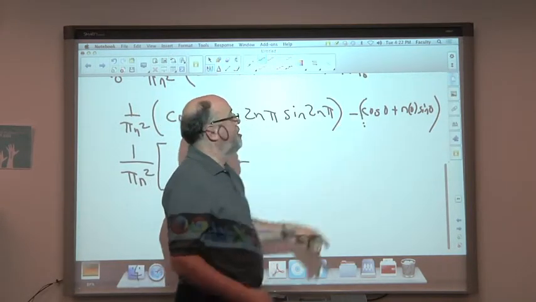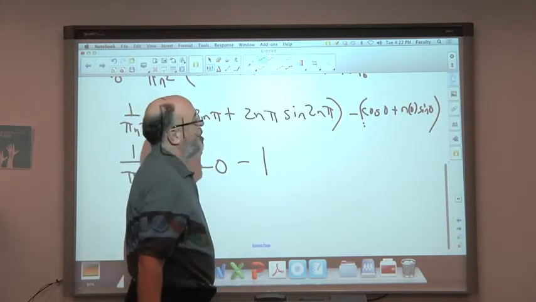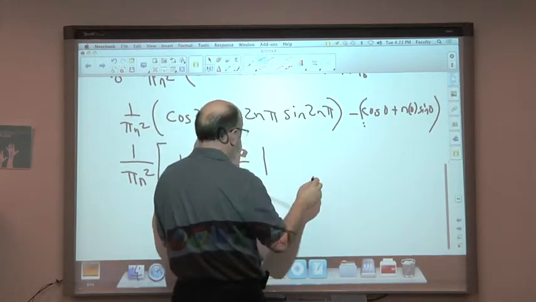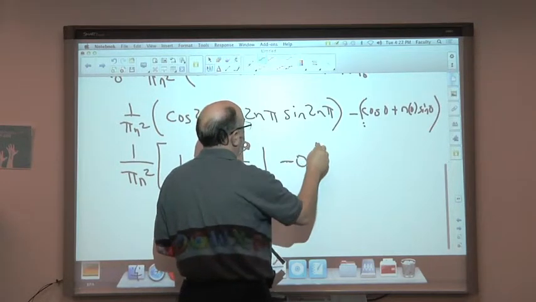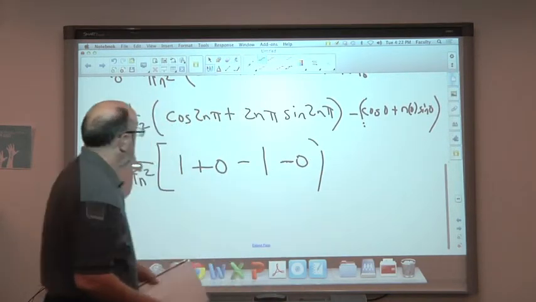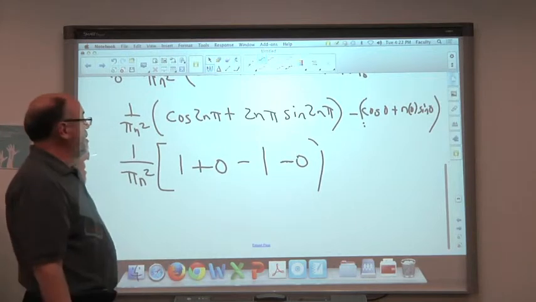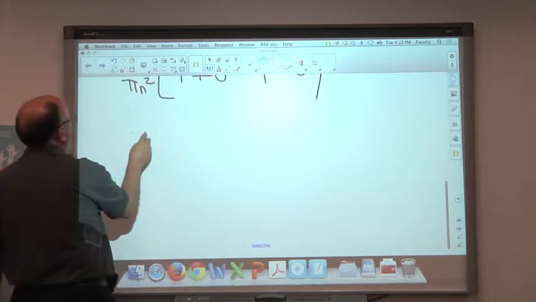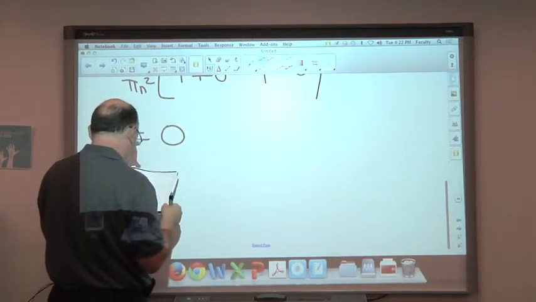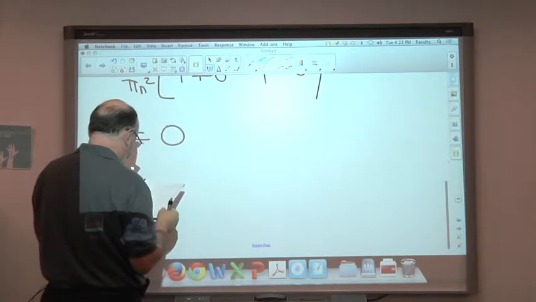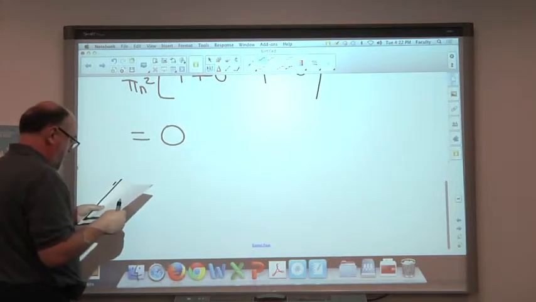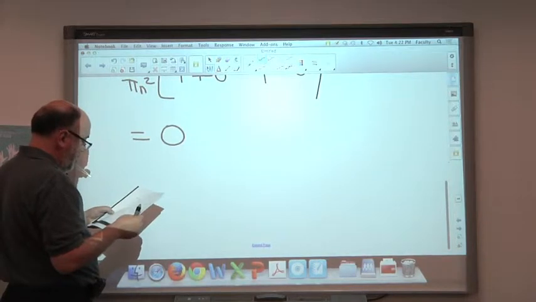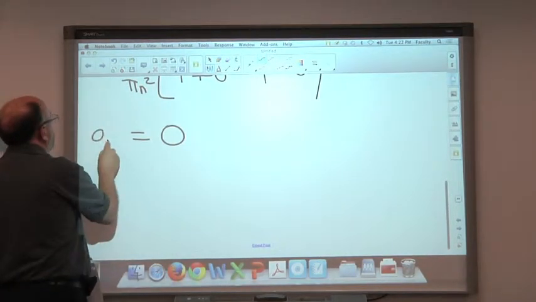The cosine of 0 is 1. And the sine of 0 is 0. And so you end up with this. Well, this all goes away because 1 minus 1 is 0. And so we get that this is going to have a final value of 0. And so our value for a sub n is going to be 0.